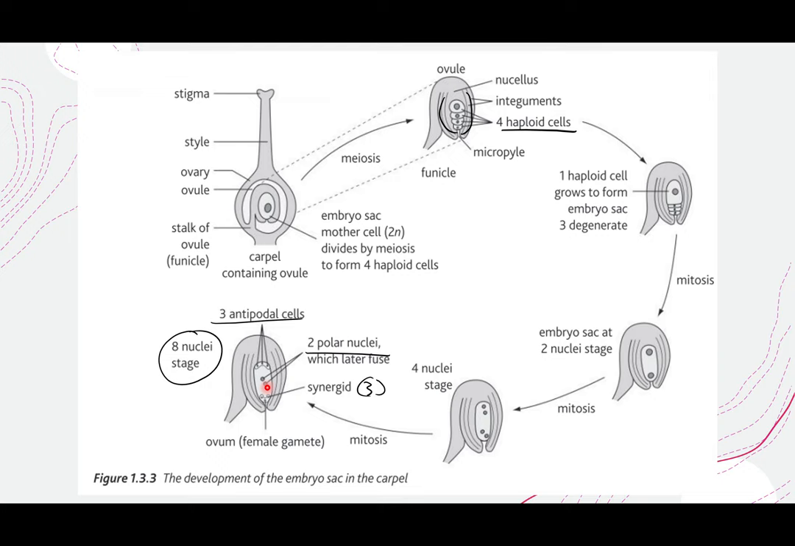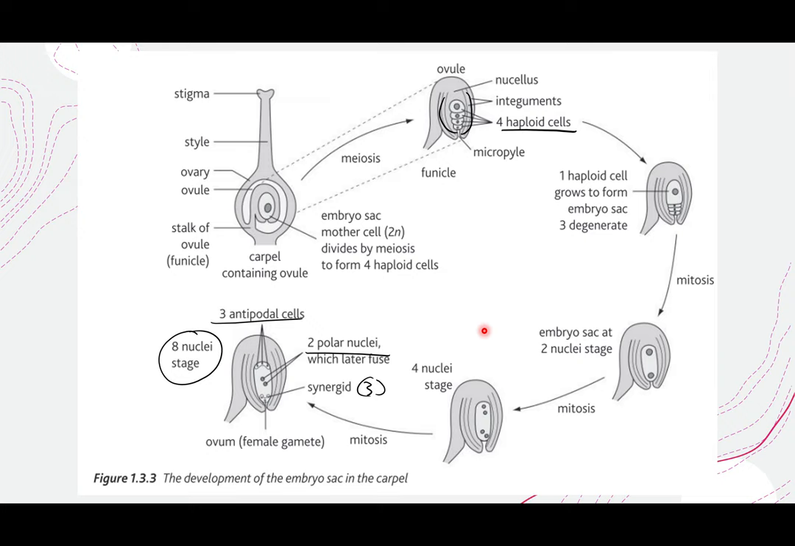So we're going to have three different sets of mitosis occurring, and then three of the nuclei will actually develop cells and become antipodal cells at the top. We're gonna have three synergids at the bottom, and in the middle, we're just gonna have two floating polar nuclei. And that is really what we call the developed ovary.